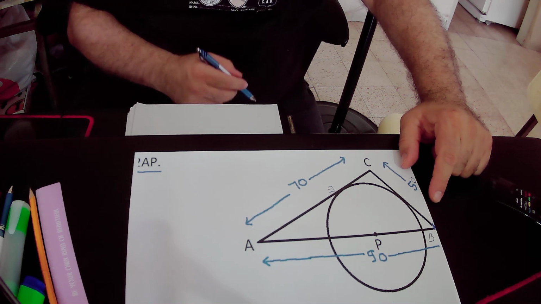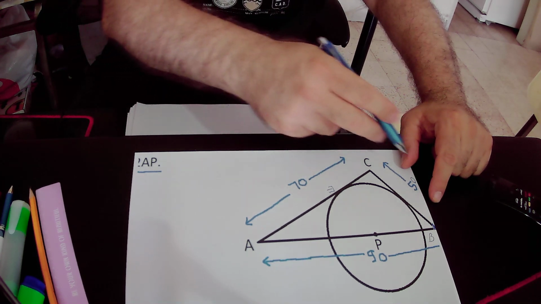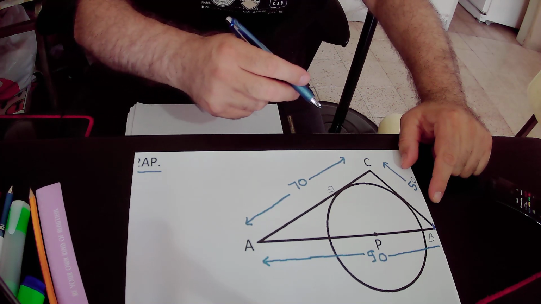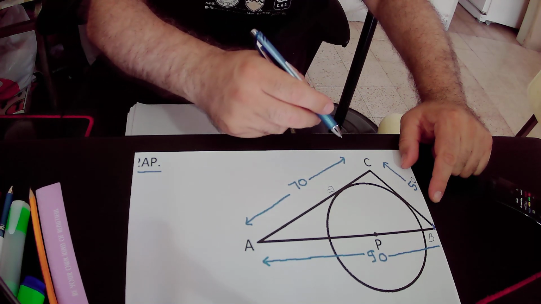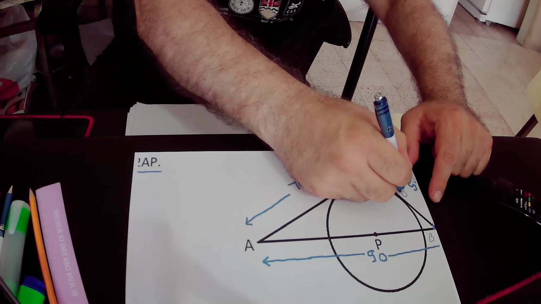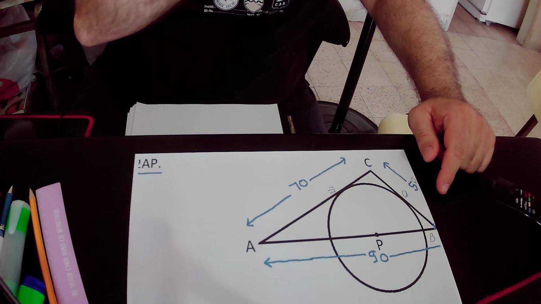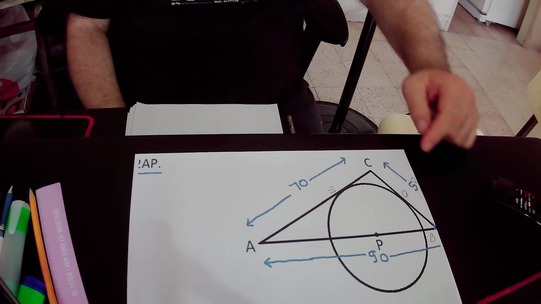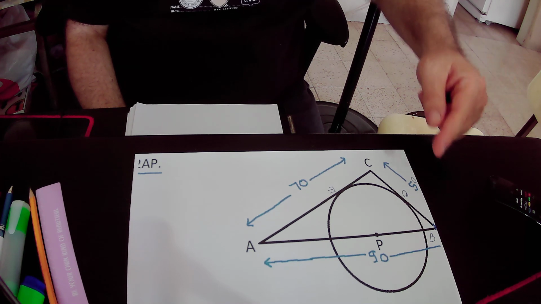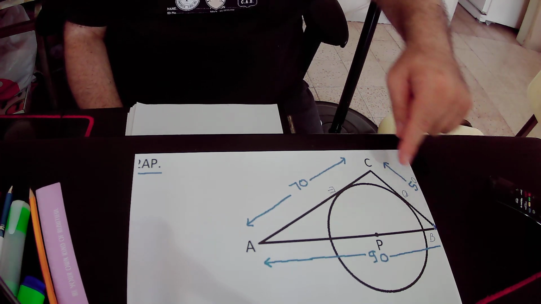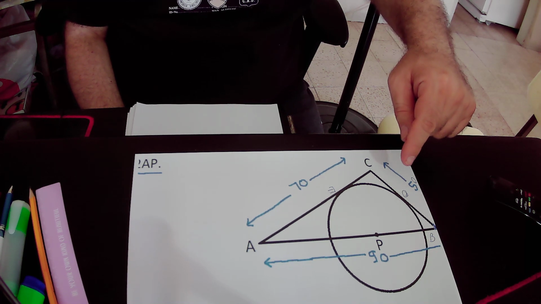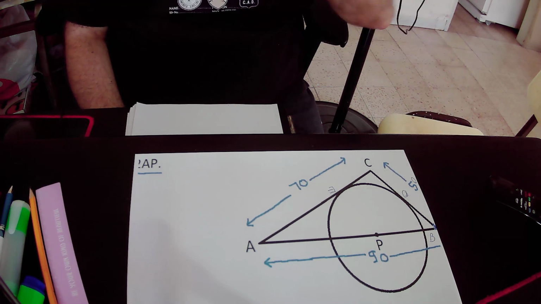And also side CB of the triangle is tangent to the circle at the point we will call O. Again, side CB or BC, it is the same. Side CB of the triangle is tangent to the circle at point O.